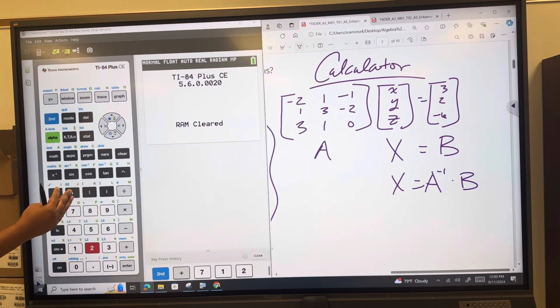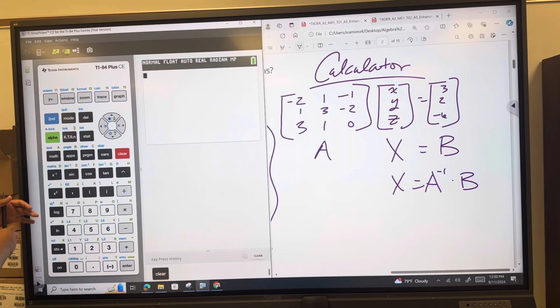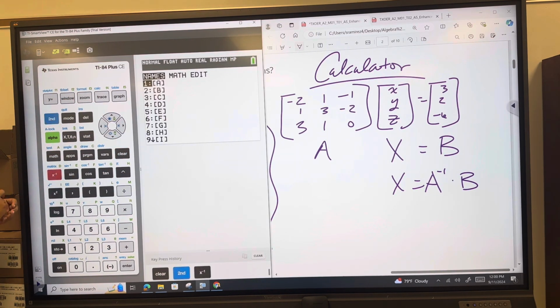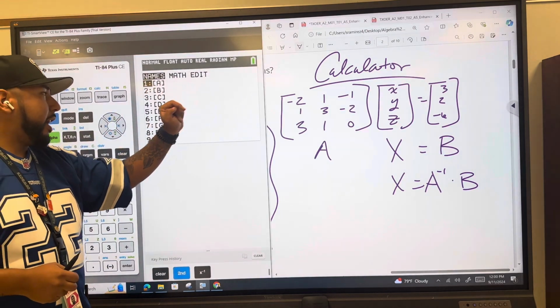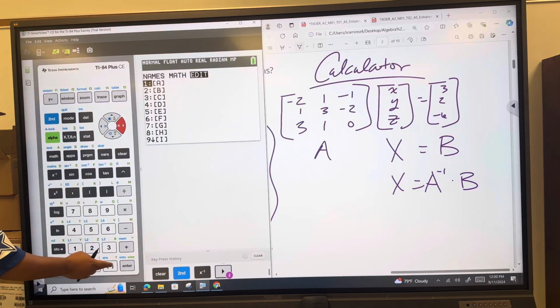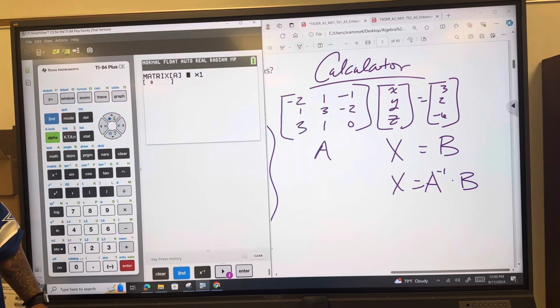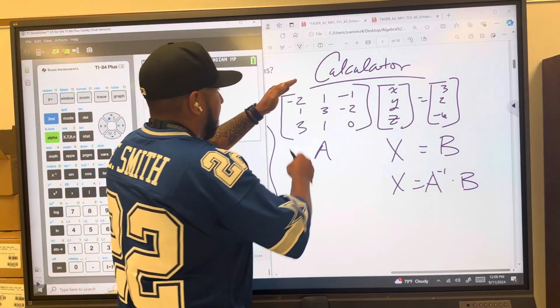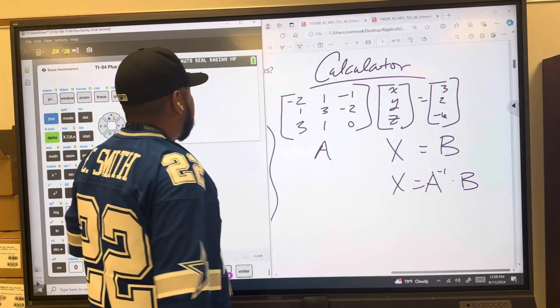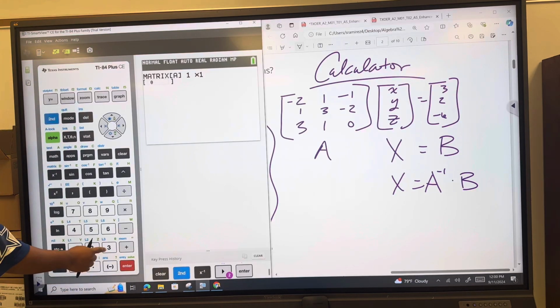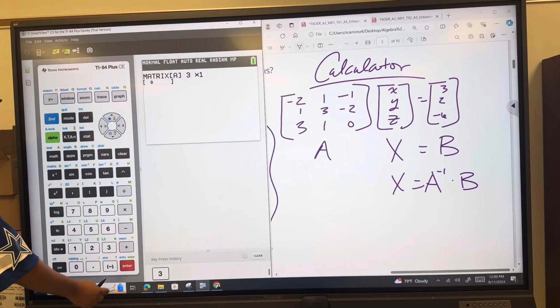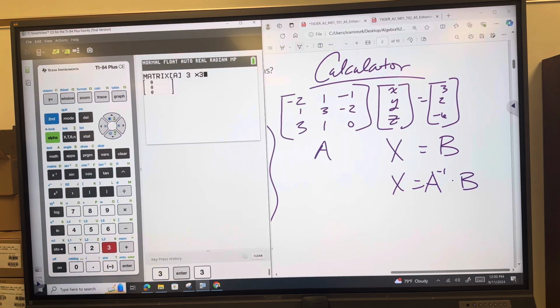Wish it was a little bigger, but that's okay. Clear it. I need to go to the matrix part. Matrix is right here, right under math. I'm gonna press second, matrix. Gonna go to the edit piece. Edit A. Size 3 by 3. 3 rows, 3 columns.